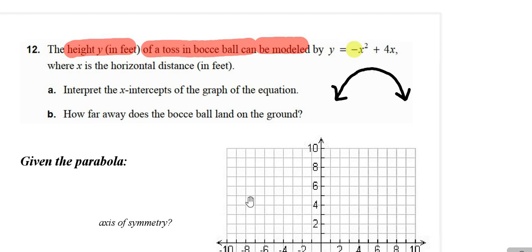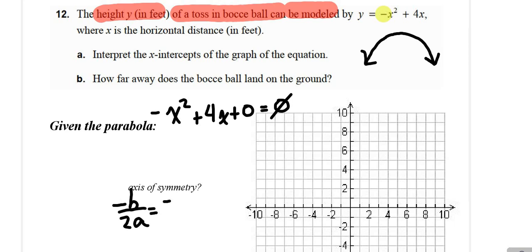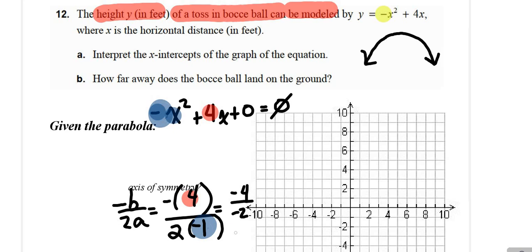So step one, we're going to graph this. We're going to find our axis of symmetry. Technically, that's plus 0 equals 0. So my axis of symmetry is negative b over 2a. Our b is going to be 4 over 2, and the a, what's right in front of the x squared, is going to be negative 1. So I have negative 4 over negative 2, and of course that just becomes 2. So my axis of symmetry is going to be at positive 2.